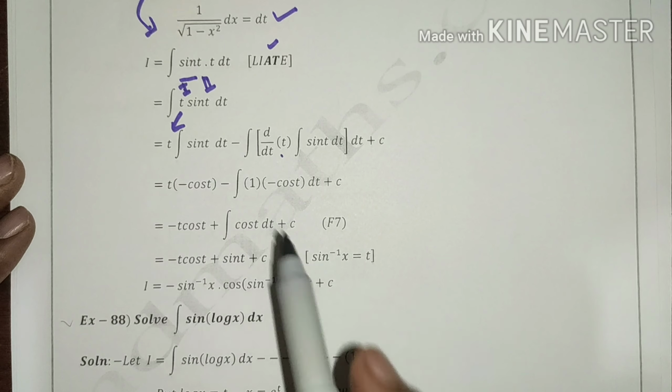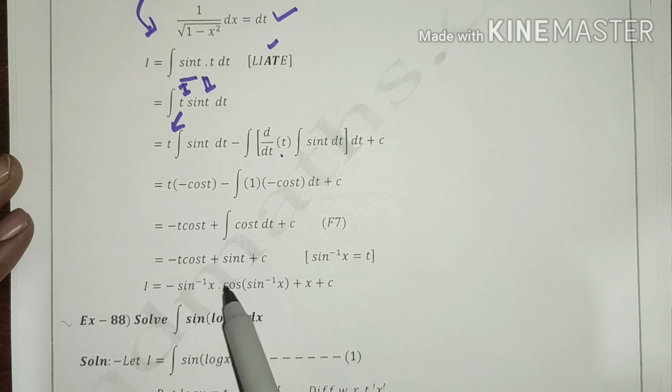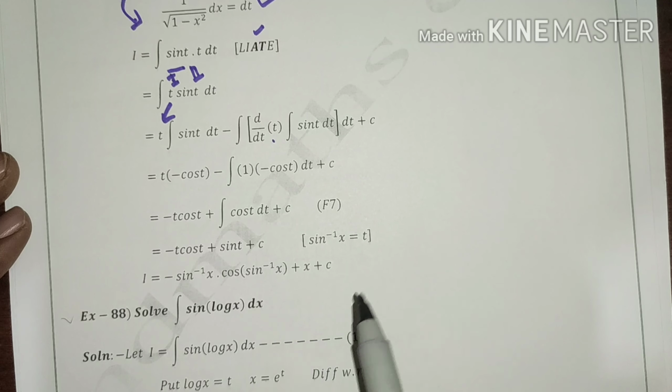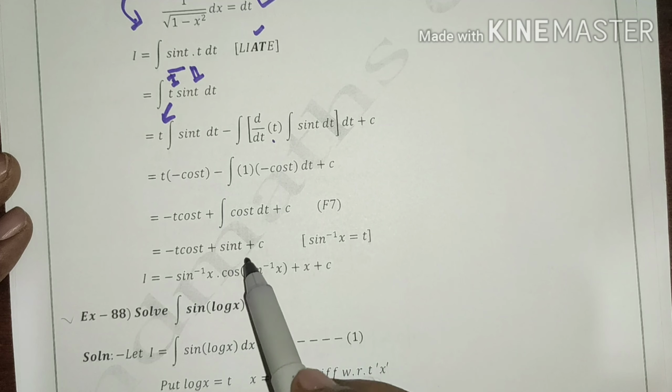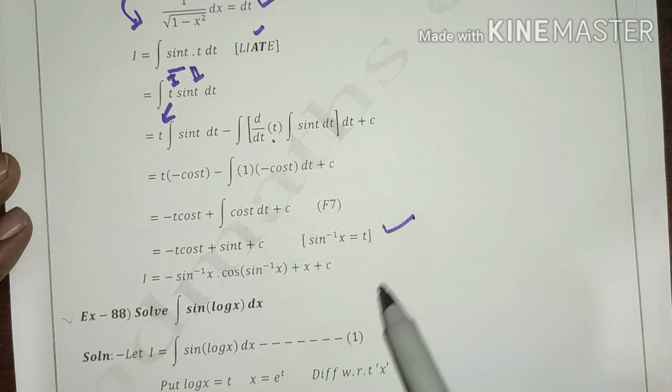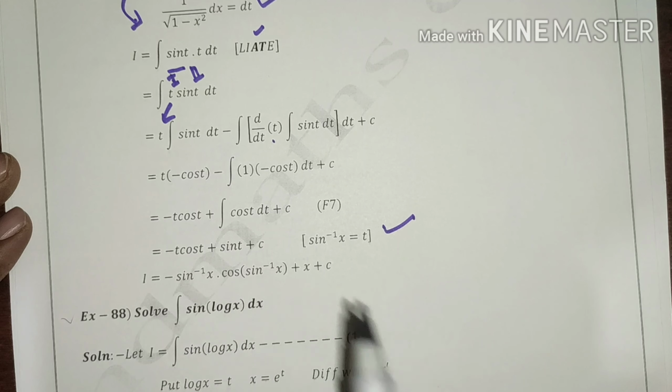And again the integration of cos t is sin t, but again we rearrange, resubstitute. We say resubstitute. t is sin inverse x. So in place of t, sin inverse x is there.